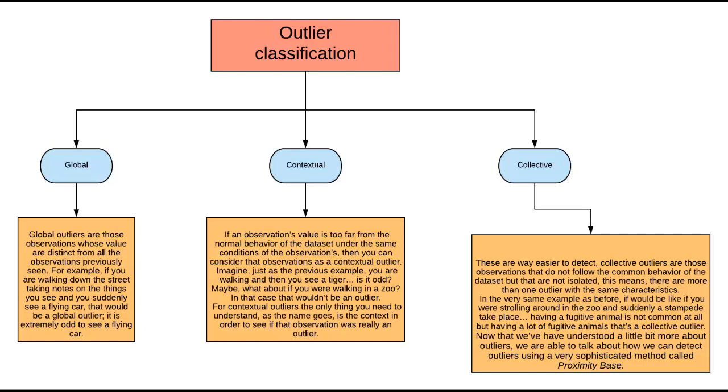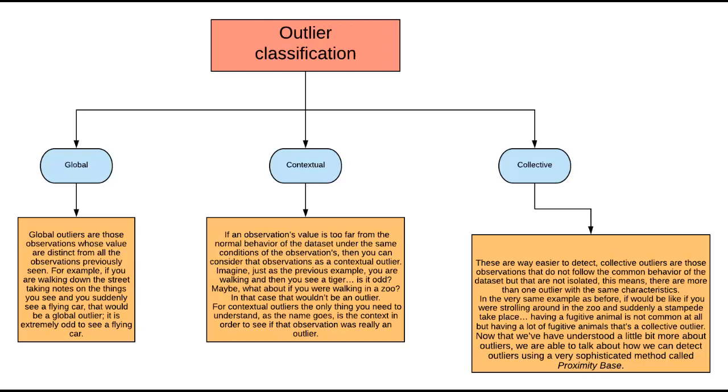Let's give you an example so this can be fully and deeper understood, right? So, for example, if you are walking down the street taking notes on the things you see and you suddenly see a flying car, that will be a global outlier because it is extremely odd to see a flying car, right? So it is not usual in my city, neither any place in the world by now.